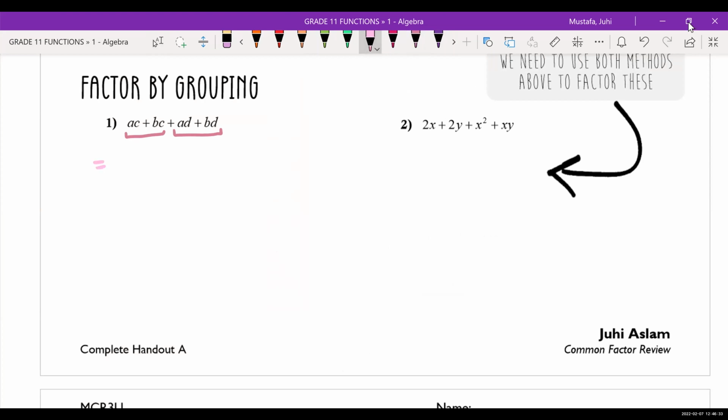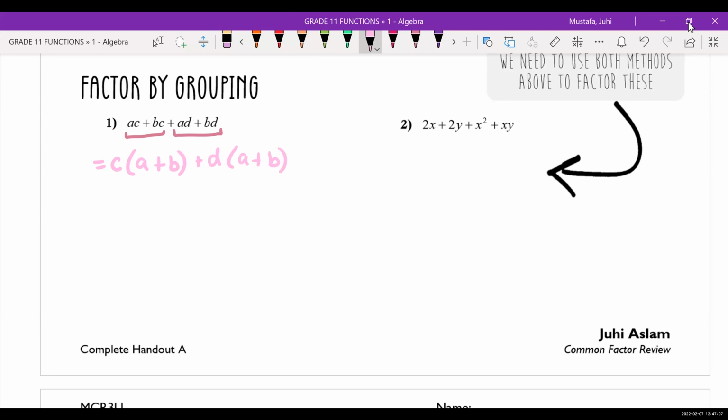And then I am going to look at the first 2 terms and ask myself, what is common between both of those? What letter is common? C. So I'm going to factor out a C. And I'm going to be left with A plus B. Everyone with me? Yeah? All right. For the second 2 terms, I ask myself again, what is common between both of them? The letter D. And when I factor out a letter D, I'm left with A plus B.